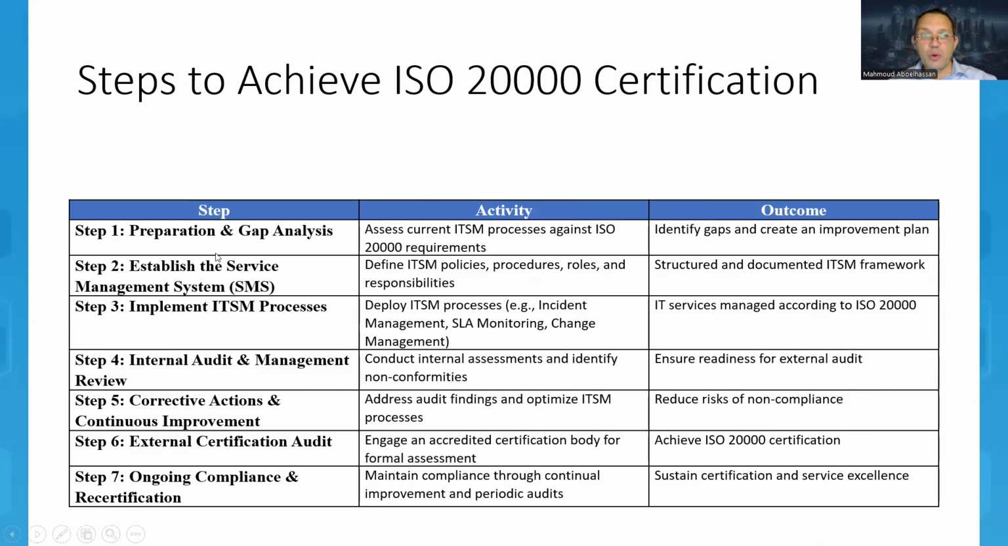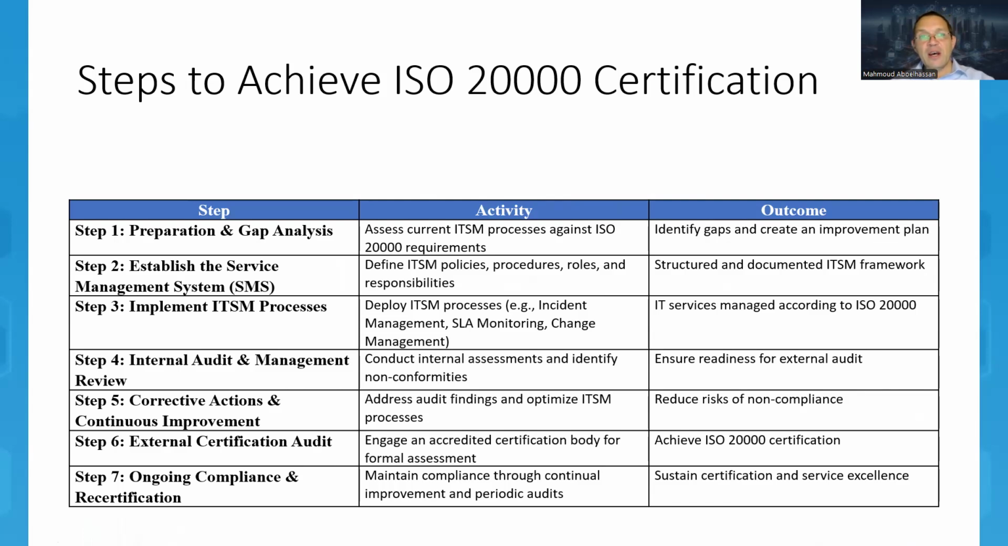In the fourth step, we will perform the internal audit and management review. In this step, we will conduct an internal assessment and identify non-conformities, if they exist, to ensure that we have already implemented all requirements related to ISO 20000, so we ensure the readiness of our organization for the external audit.